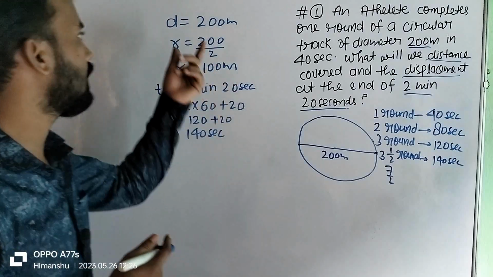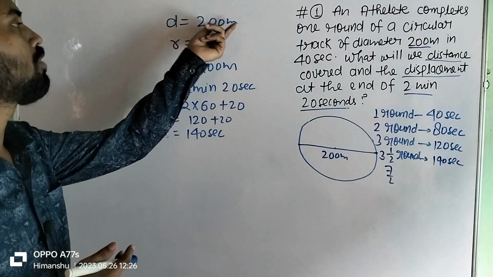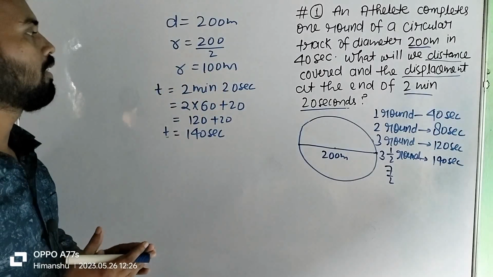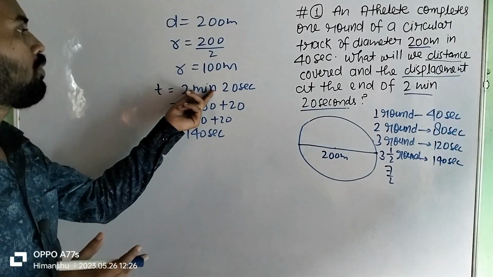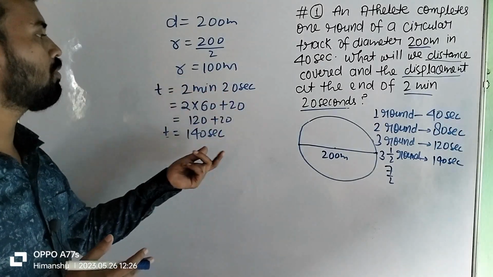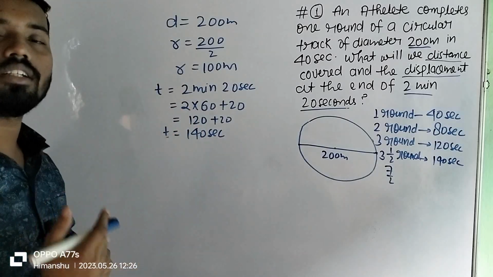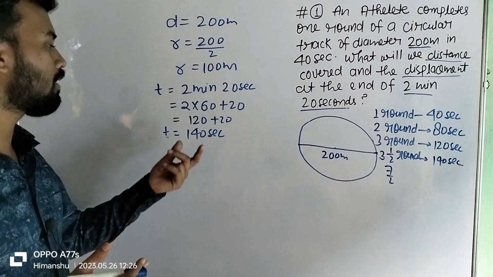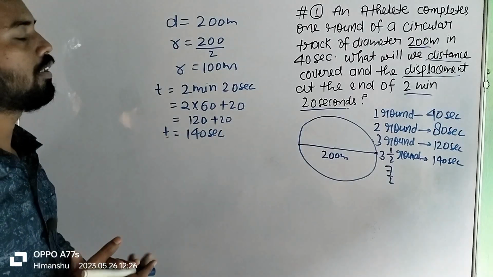We are given that the diameter of the circle is 200 meter, so its radius will be half of 200, that is 100 meter. The total time interval is 2 minutes and 20 seconds, and we know that 1 minute is equal to 60 seconds. So when we change this time interval into seconds, it comes to 140 seconds.